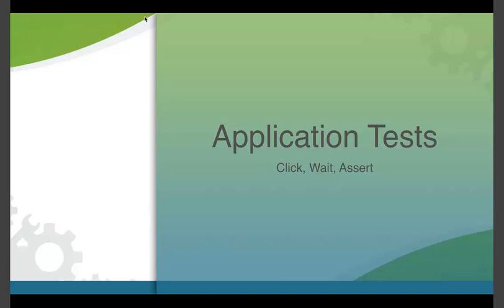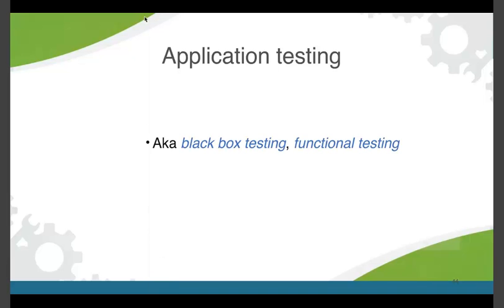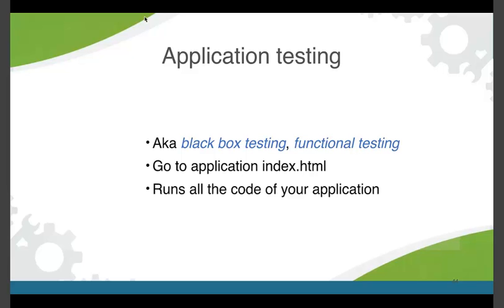All right, so let's move on to application tests. Application testing has many names. It can be called black box testing, functional testing, etc. Typically, you'll just go to your application index HTML page, the starting page, and then take it from there. And this essentially runs all the code of your application, which is kind of the opposite of a unit test, which runs just a specific targeted piece of your application. This runs everything, and that's kind of the point, of course.